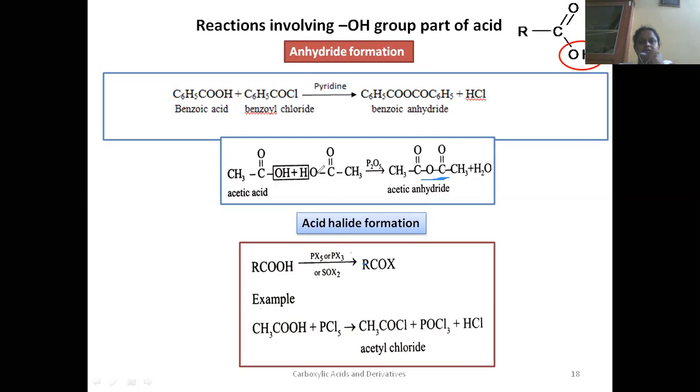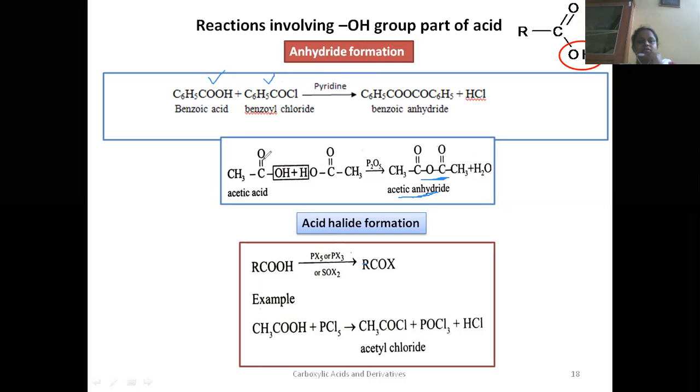Since this is formed from two molecules of acetic acid, this is known as acetic anhydride. Similar types of anhydride can be formed. Let me take another example: you can add two molecules of the same acid, or you can also use the acid halide, the derivative of the same acid which you are choosing. If you are choosing benzoic acid, you have to choose the acid halide derived from it, like benzoyl chloride. If you are using acetic acid, then you have to use acetyl chloride.